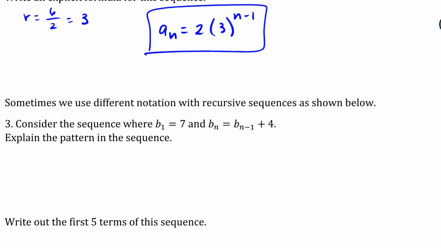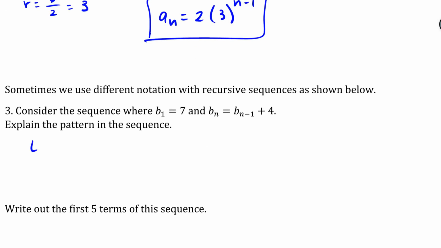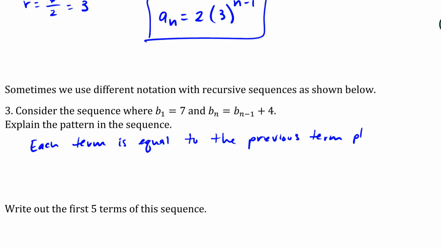So to explain the pattern of this sequence, we can say each term is equal to the previous term plus 4. So b sub n minus 1 is representing the term before b sub n.